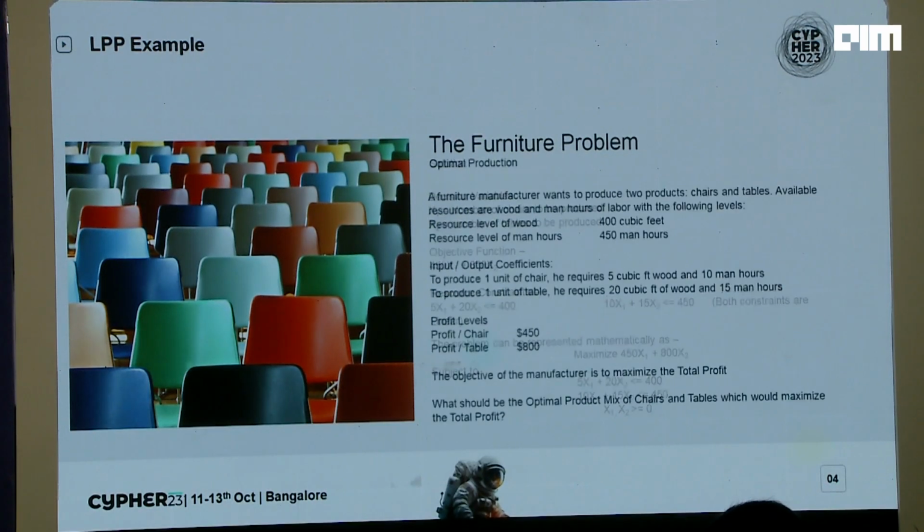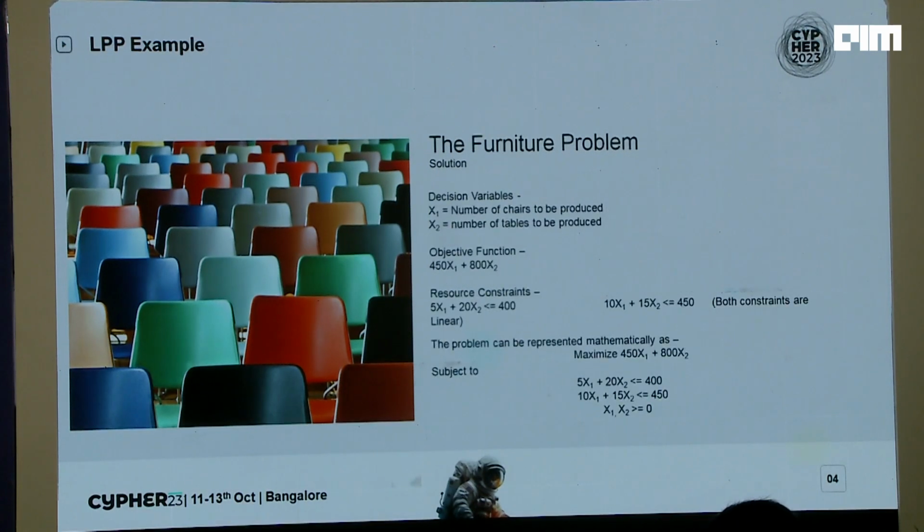Let's go back and see what the problem was. You can correlate, right? The profit. That's what we are trying to maximize. Now, resource constraints: 5x1 plus 20x2 less than or equal to 400.